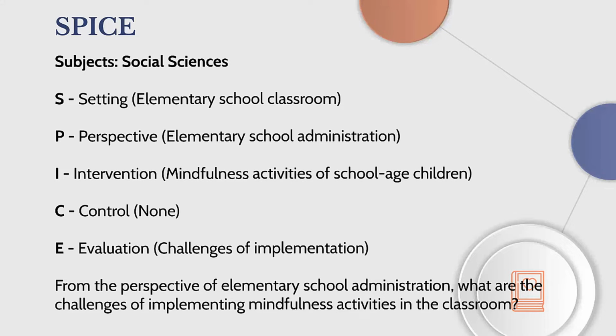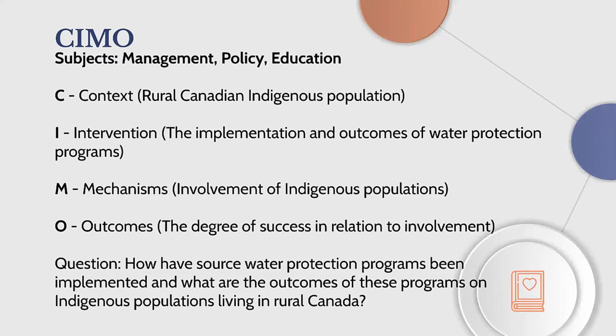And then finally, we have CMO. So this was developed for management, policy, and education subjects. C would be the context. So which individuals am I studying? Kind of like population for PICO. Intervention, M for mechanisms. So what are the responses, or how do I explain the intervention? O for outcomes. So what am I hoping to find?